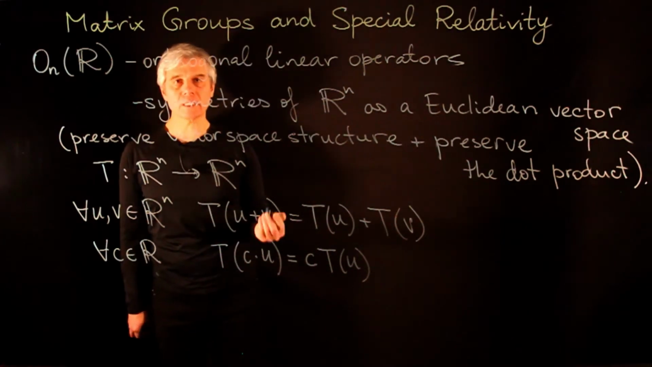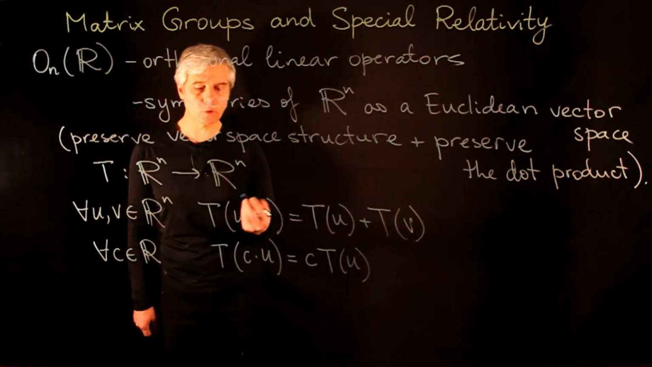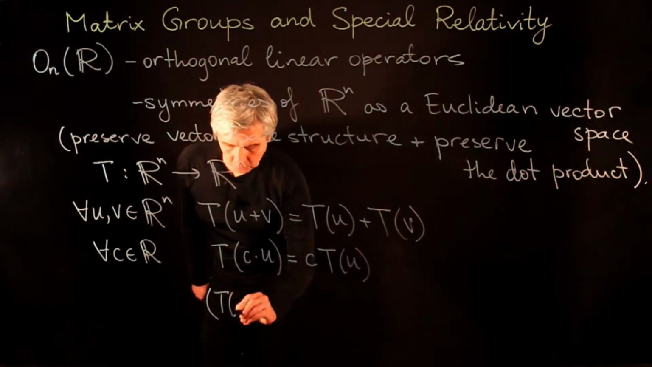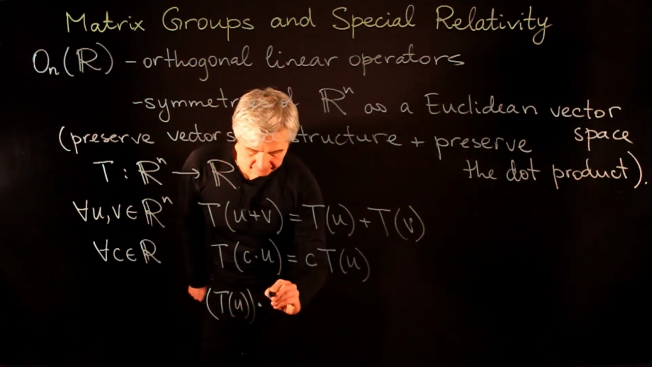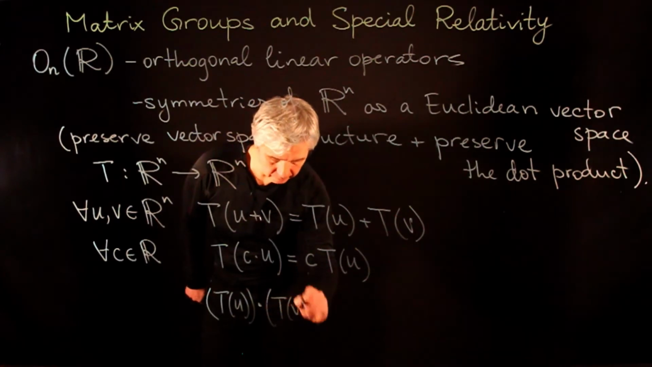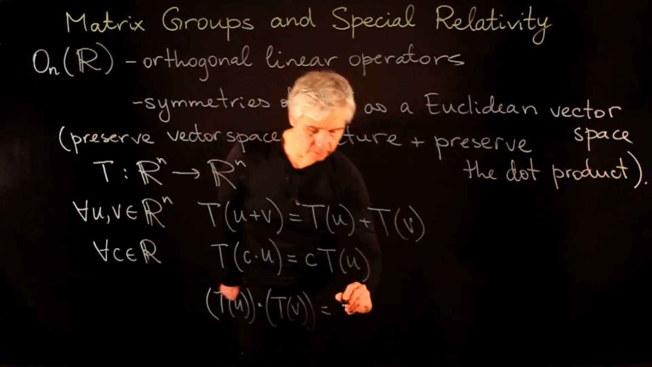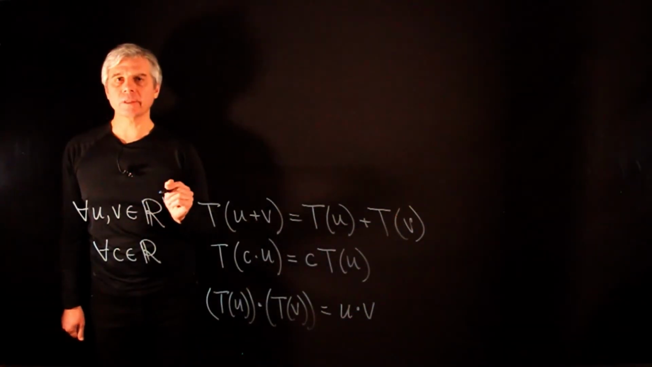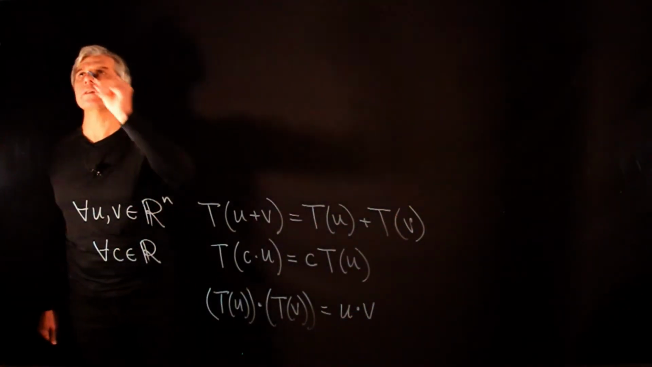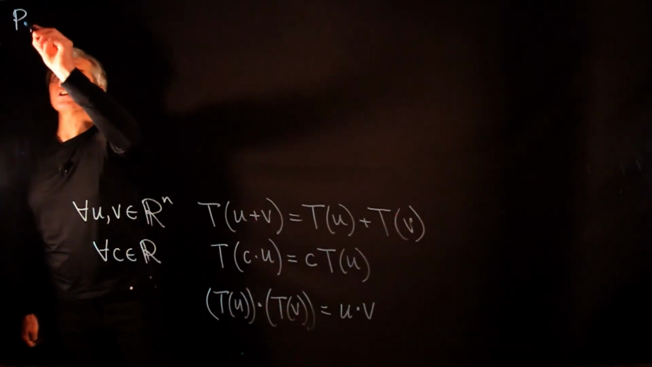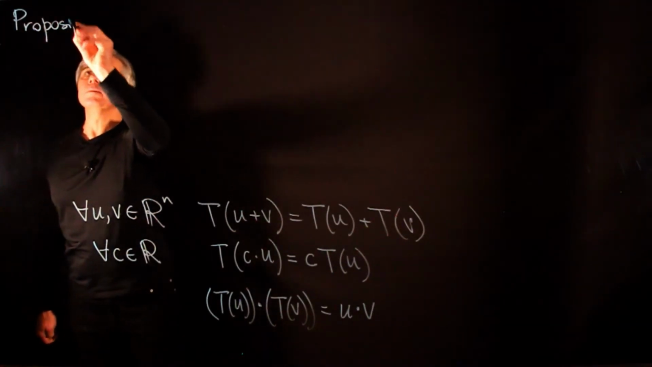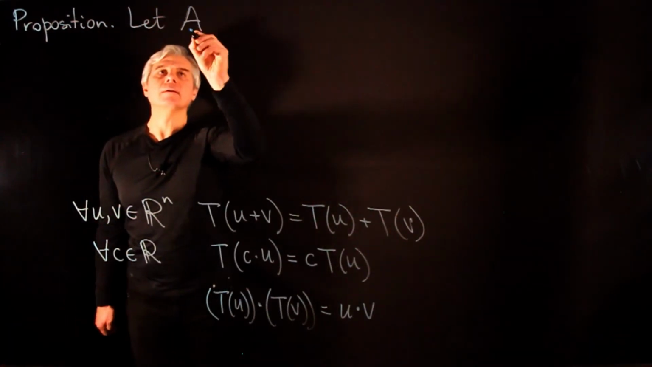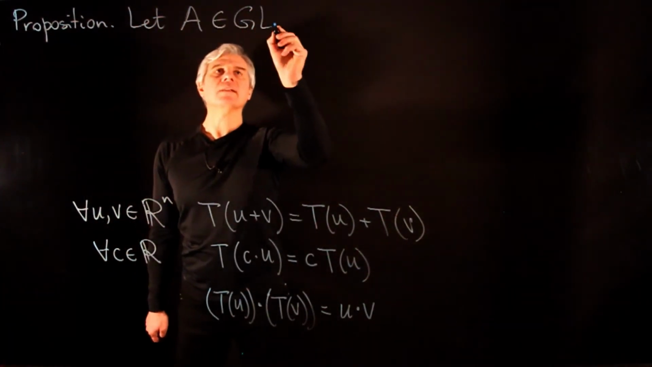And finally, what does it mean that this transformation preserves the dot product? This means that the dot product of T(u) and T(v) is equal to the dot product of u and v. Let us state a proposition that describes orthogonal linear transformations. Proposition. Let A belong to GL_n(R).